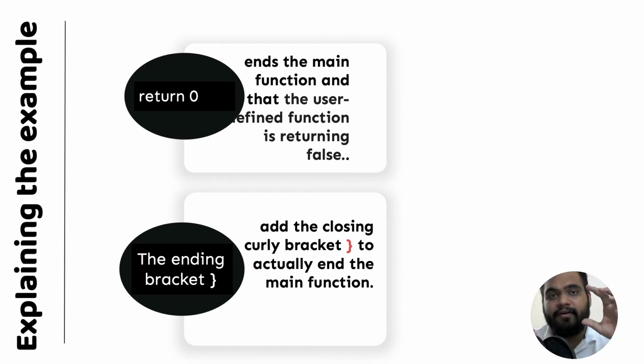The int main function is started and then ended, and we're not returning anything. That's why I return zero. So by definition, main is a user-defined function that is not returning anything. It's just giving the output on the screen: Hello world, that's all. The end bracket declares that the function started and the function ended. It's as simple as that.